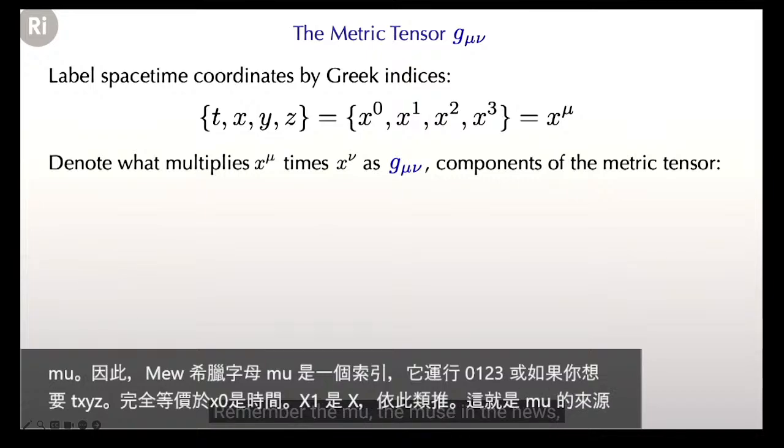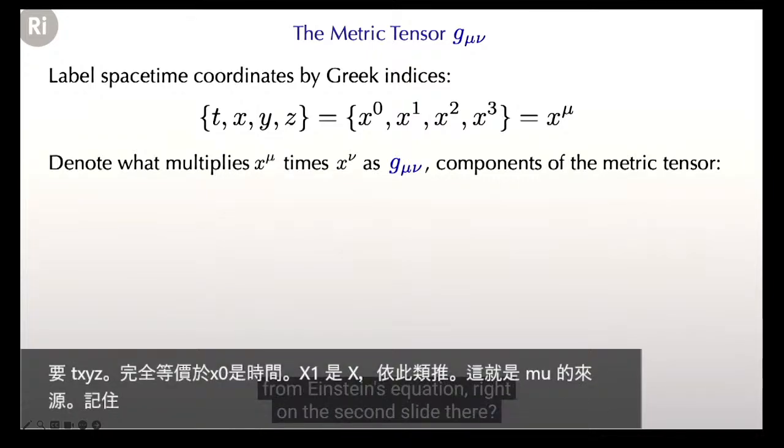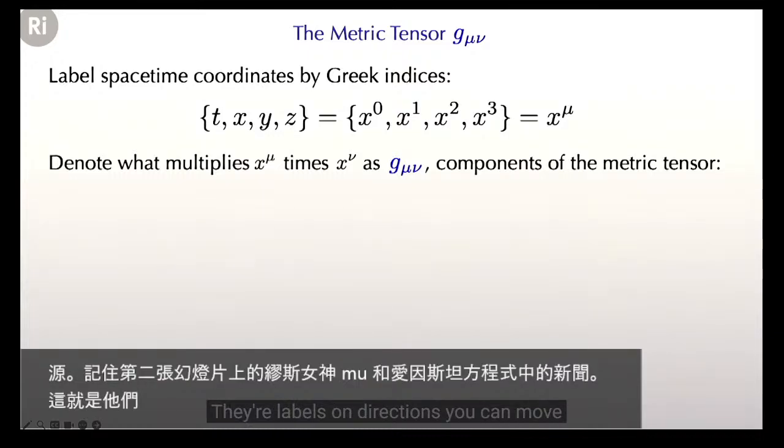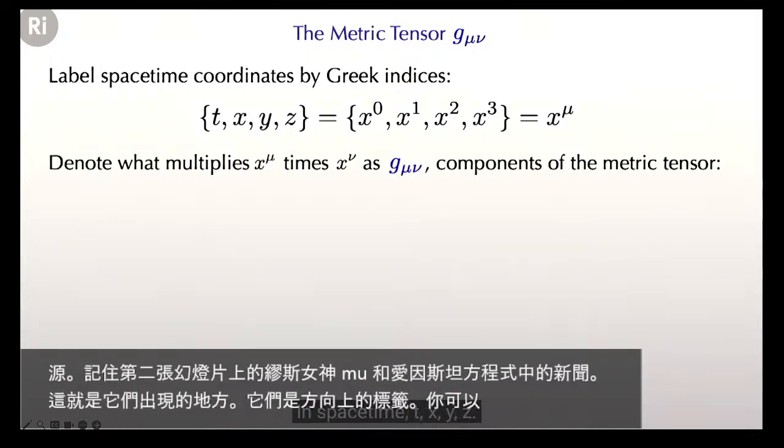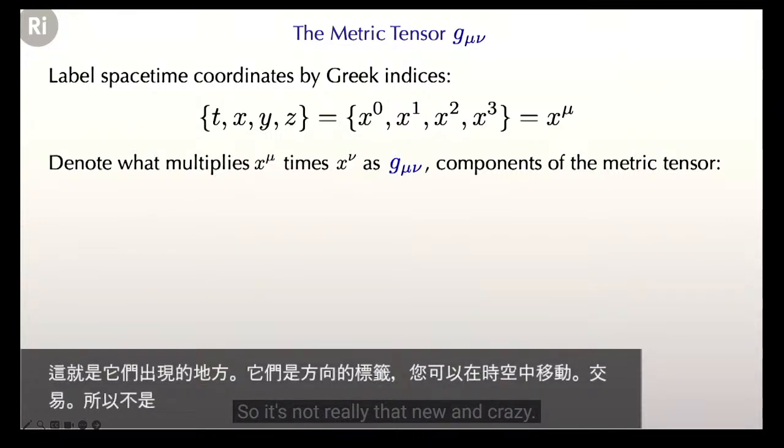Remember the mu? The mu's in the news from Einstein's equation, right on the second slide there? Here's where they come in. They are labels on directions you can move in space-time. T, x, y, z. So it's not really that new and crazy.